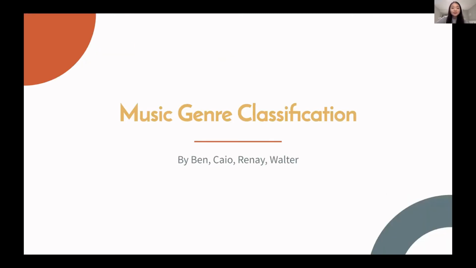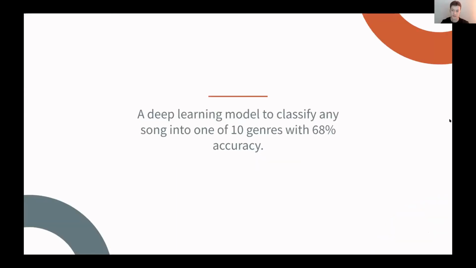Thanks, Sarah. Right, so my name is Kaio, and our group worked on a music genre classification project. Do I have control of the screen? Okay, I do. Right, so basically what we created is a deep learning model that classifies songs into 10 genres, like rock, blues, classical, etc. And we were able to achieve a 68% accuracy. And we also deployed a Flask website. And now I'll pass it on to Walter to talk about our goals.